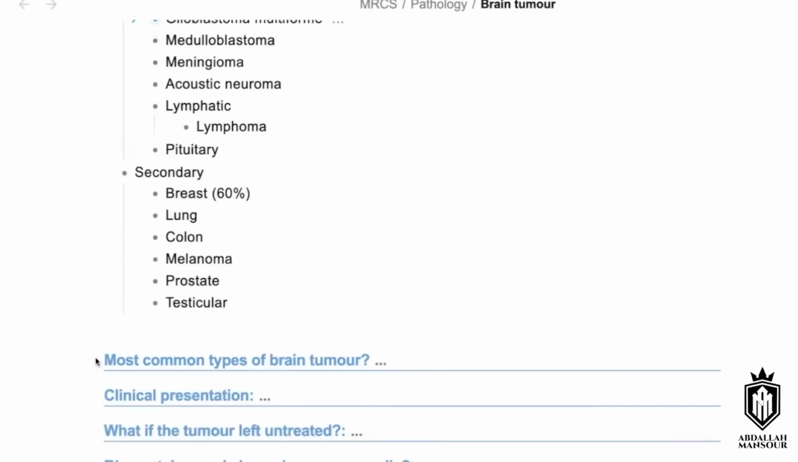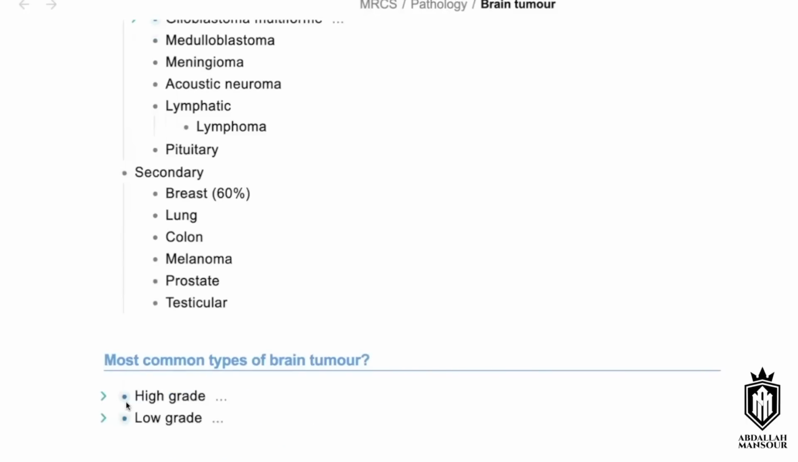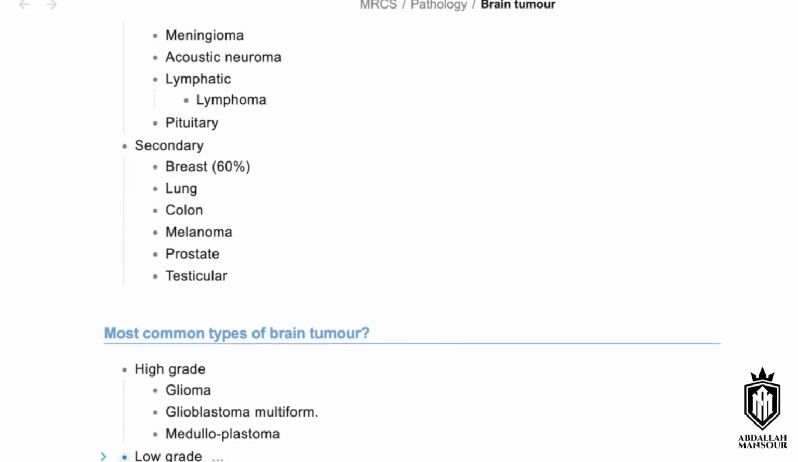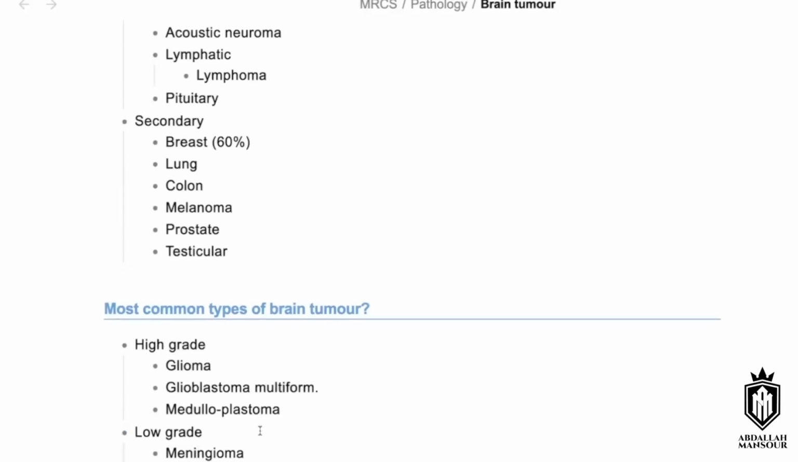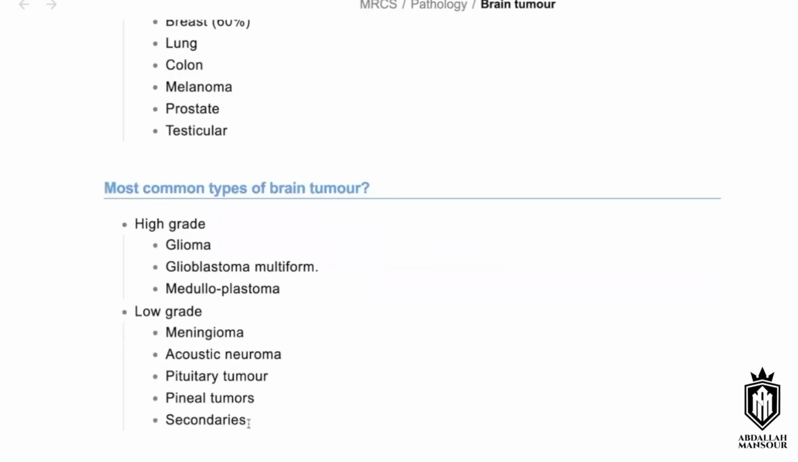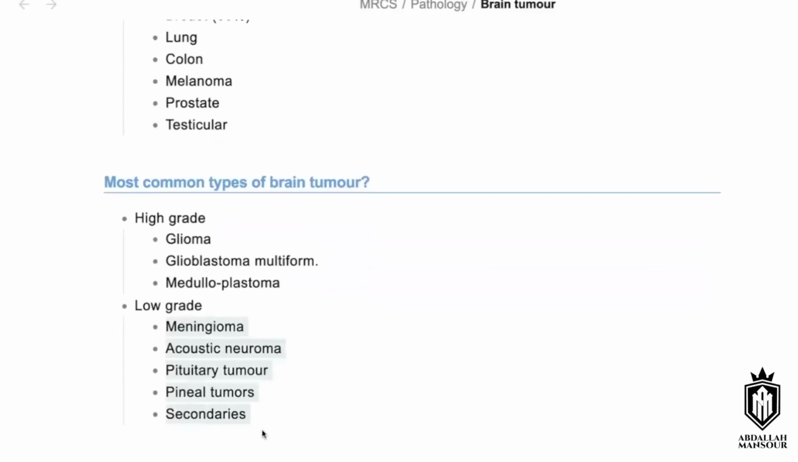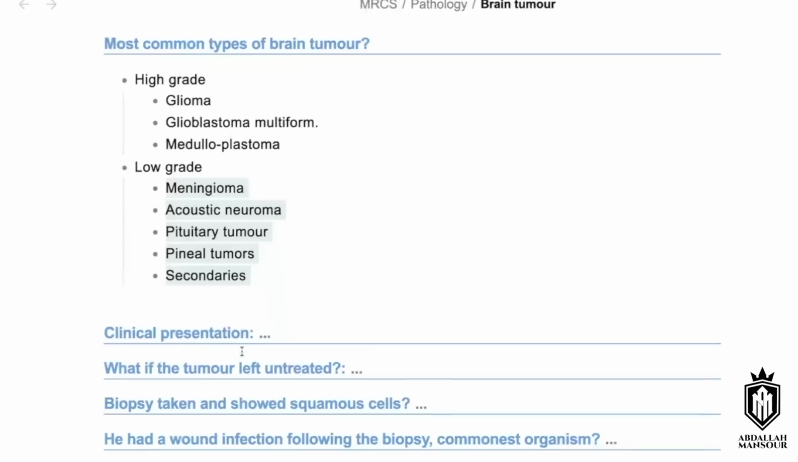This is basically the same question, but you can classify tumors into high grade, such as glioma, glioblastoma and medulloblastoma, and low grade tumors, such as meningioma, acoustic neuroma, and pituitary and pineal region tumors. All of those are usually benign in nature, but due to the narrow space inside the skull, they are malignant in presentation, despite being benign tumors.